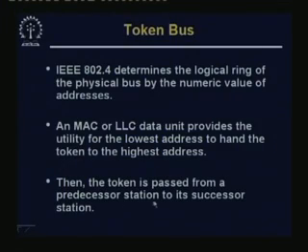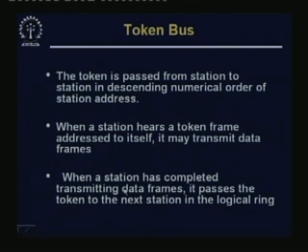So, the predecessor gives the token to the successor, then the successor gives the token to the next successor, and so on all the way down the chain, and then there is some protocol for sending from the lowest one to the highest one in one go. Then the token is passed from a predecessor station to the successor station. So, this is sort of taking turns. The token is passed from station to station in descending numerical order of station address.